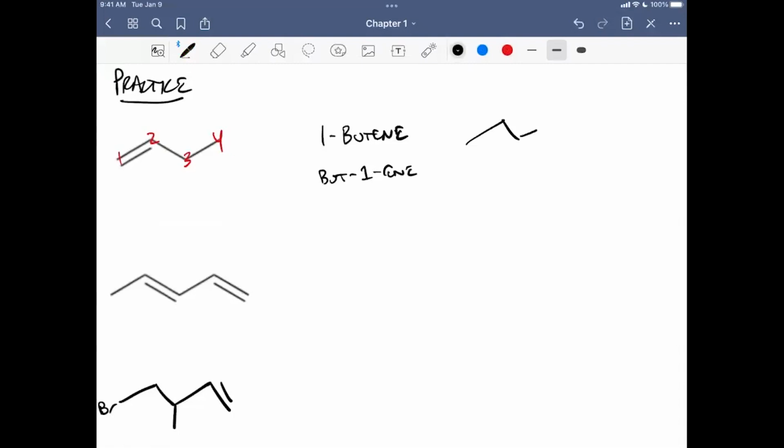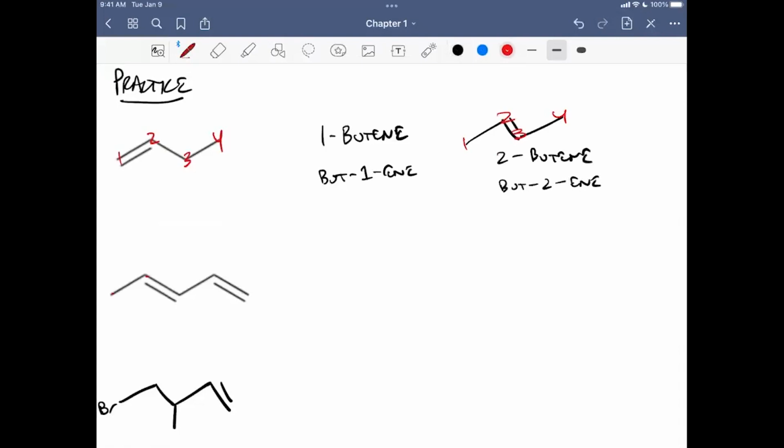Because if you didn't specify with that one, this would be butene as well, but this would be 2-butene, right? Because it's on the 2 carbon instead of that 1 carbon. So you really have to specify with that number the position of where your double bond is. This could also be but-2-ene as well. You could also do that. Let's try this next one.